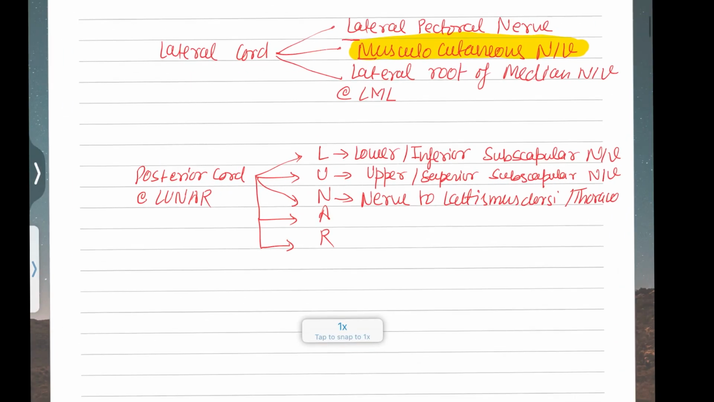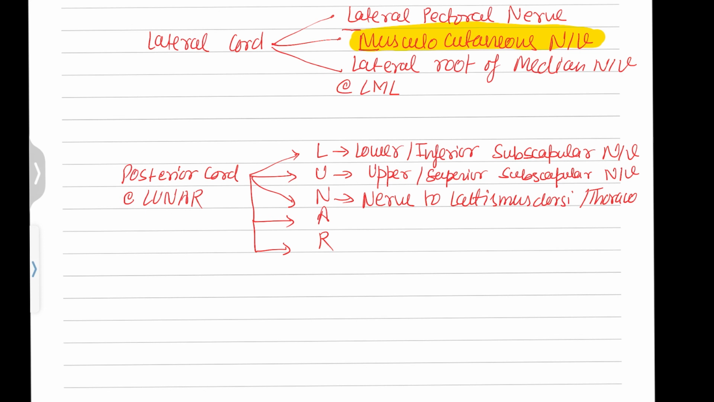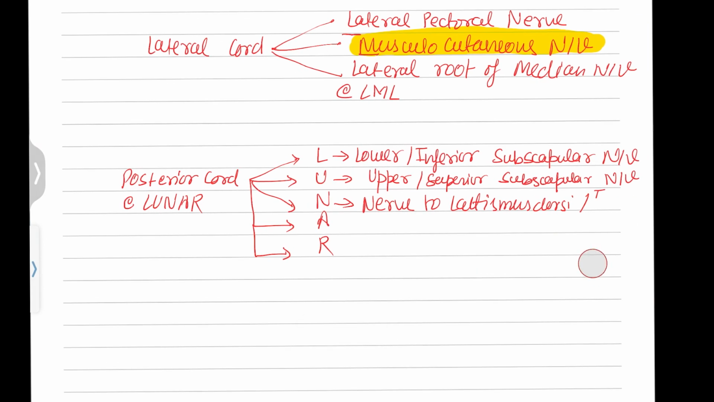Let it be somewhere, thoracodorsal nerve. Okay, let it be guys, thoracodorsal nerve. I will again come to it and I will show you the muscles. For A you have to just remember it as the axillary nerve. This is also important because it is going to supply the deltoid and teres minor, and also the skin on the lateral side of your arm where the deltoid muscle is. So it is going to give a sensory and a motor nerve.